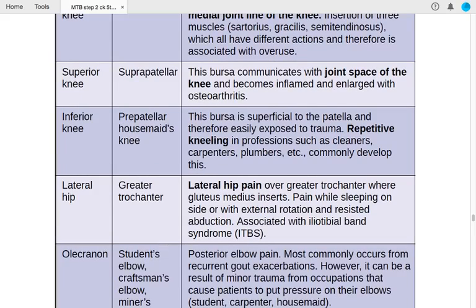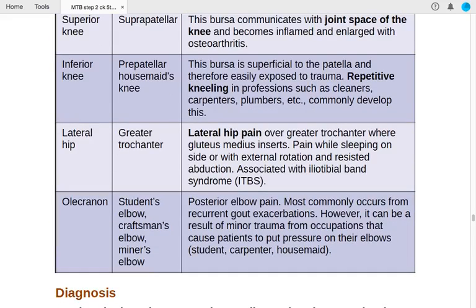Then on the inferior knee, there is prepatellar housemaid's knee. This bursa is superficial to the patella. Of course, it's superficial to the patella, it's prepatellar, and therefore easily exposed to trauma. Repetitive kneeling in professions such as cleaners, carpenters, and plumbers commonly develops this. These patients have many chances to injure this bursa because of the repeated movement, right, which is located in the inferior knee.